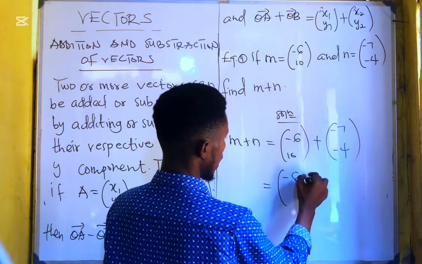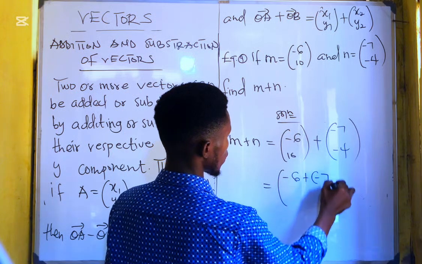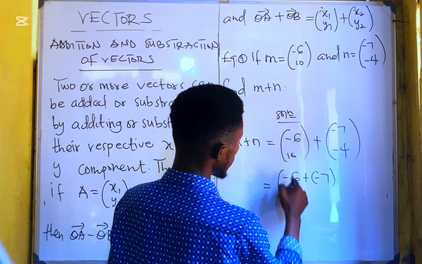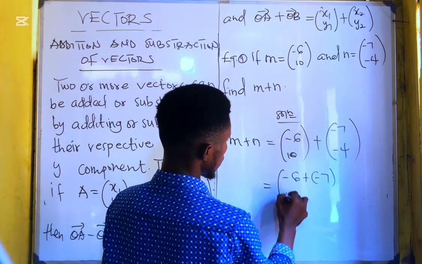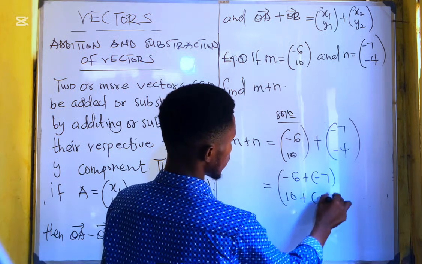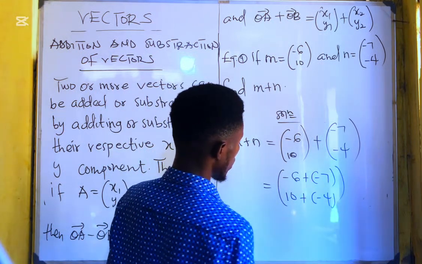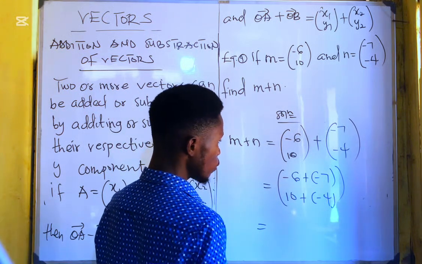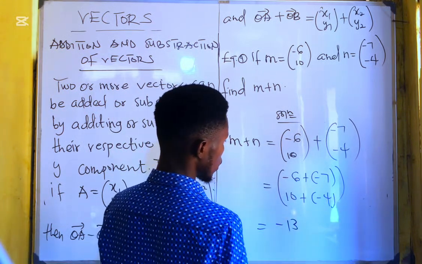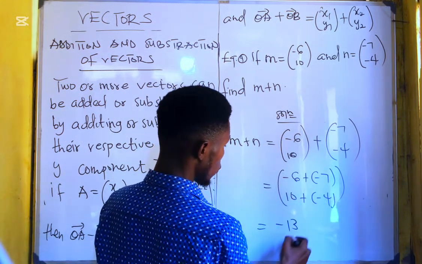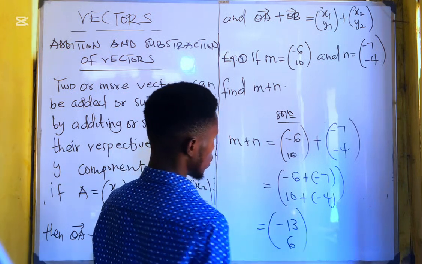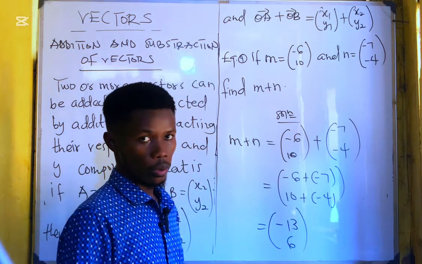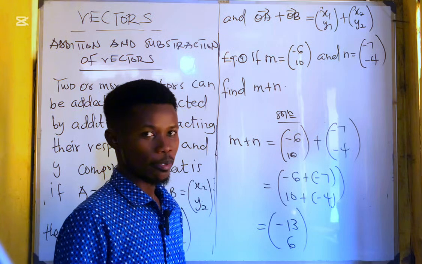Negative 6 plus negative 7, then 10 plus negative 4. So this is how we do it. Negative 6 plus negative 7 will give you negative 13. 10 plus negative 4 will give you positive 6. Is that okay? Very good. Now let's move to the second example.